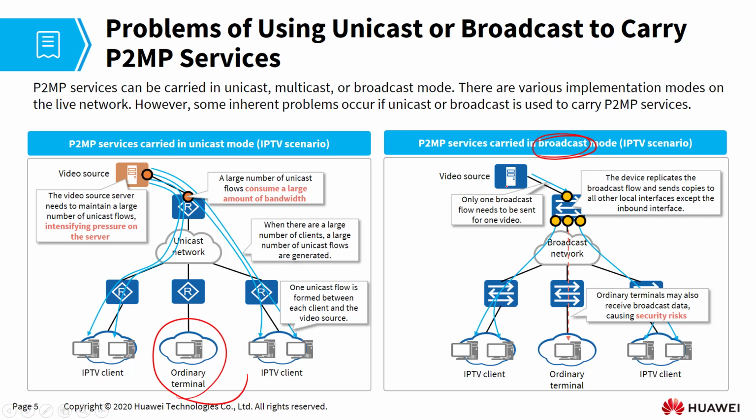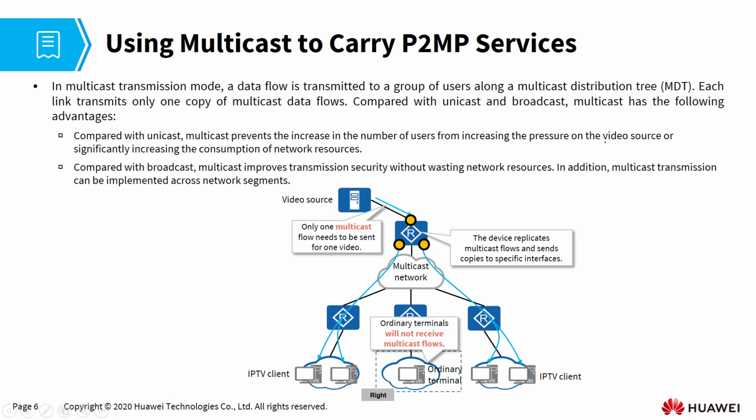What is going to happen? Well, we know that in broadcast communication, one sender sends traffic and everyone on the network has to receive it. Well, that already gives us one of the problems. The problem is that an ordinary terminal that does not subscribe to IPTV and does not need to watch the contents of that video is also going to receive that frame. We do not want that to happen, and that can be a security risk. So these are the most common and well-known problems of using either unicast mode or broadcast mode for transmitting point-to-multipoint services. This is exactly where multicast comes in.